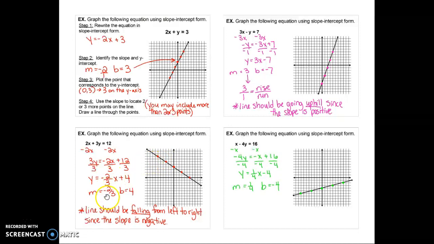Again, your slope was negative. It was negative 2/3. So from the left to the right, your line should be falling. If you imagine a person walking on your line, they should be walking down.